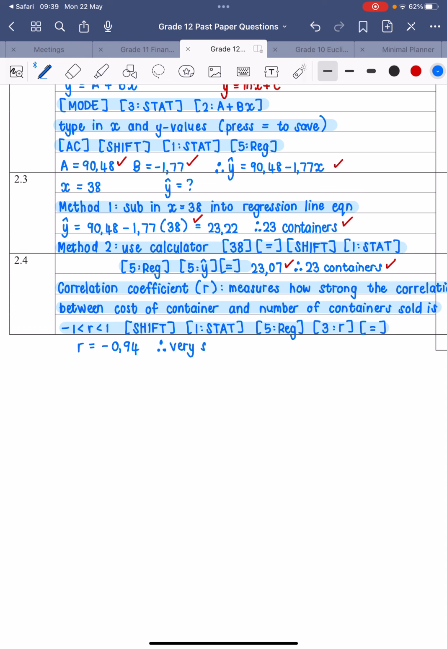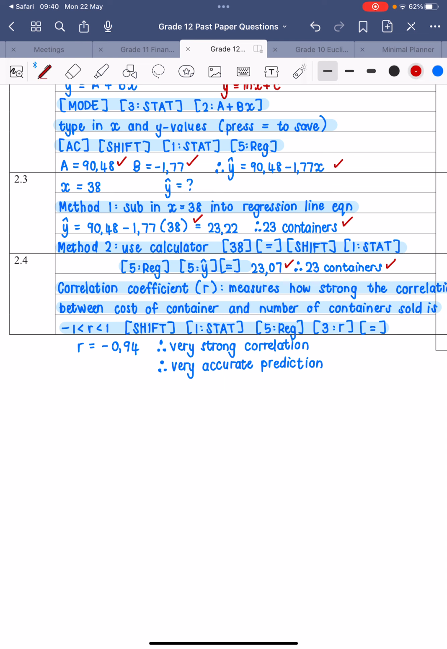Very strong correlation. And if the correlation is very strong, then that means that the prediction is very accurate. And that would be your answer.